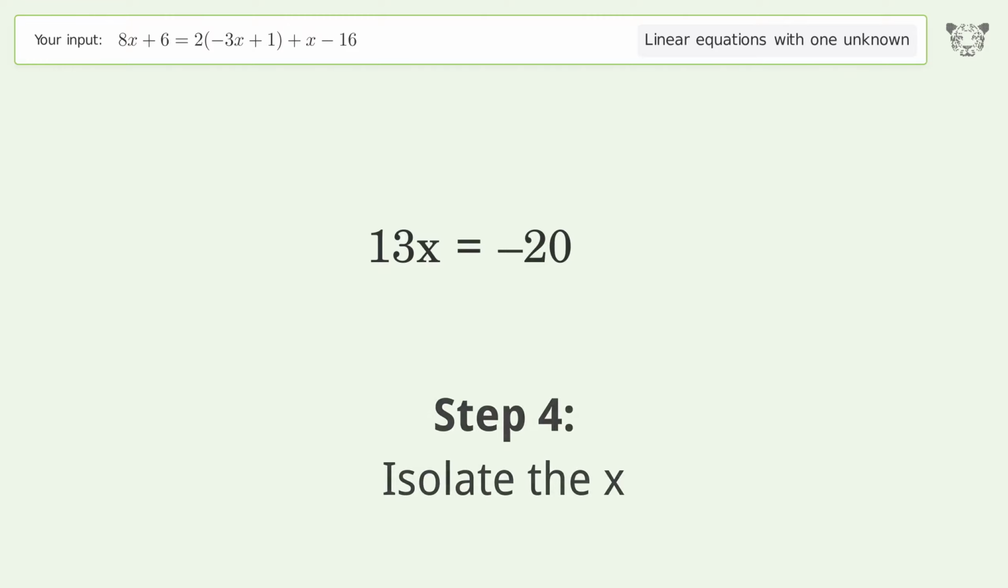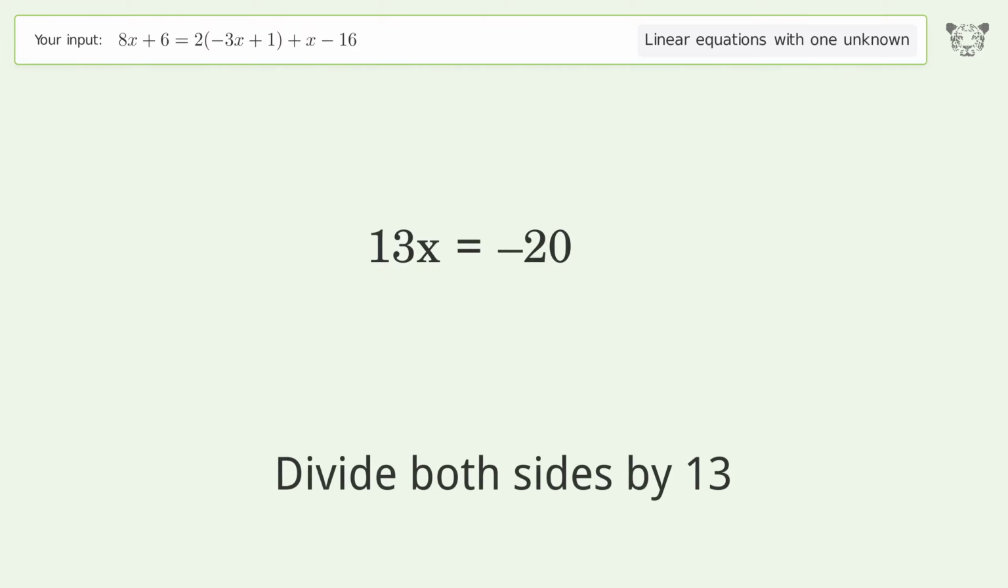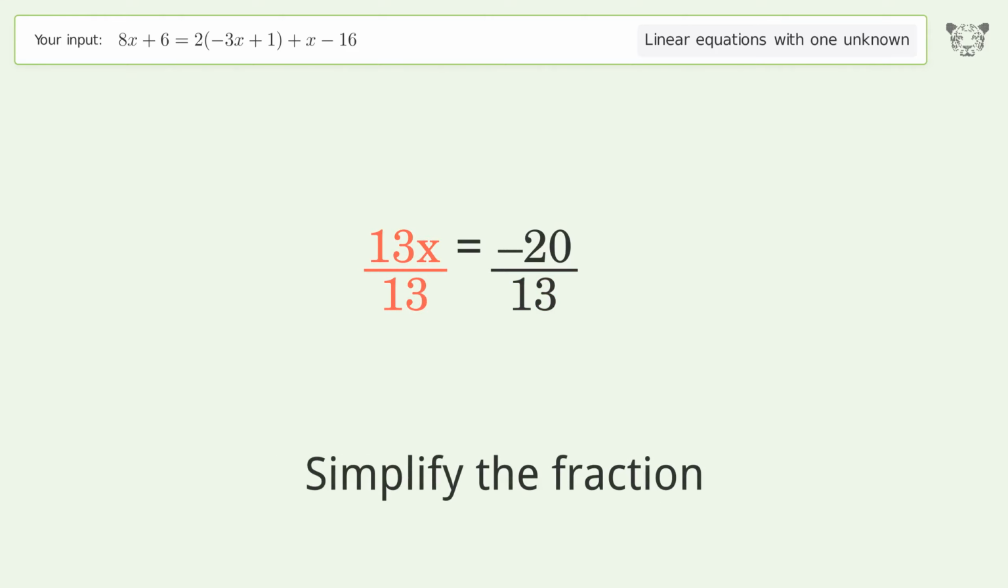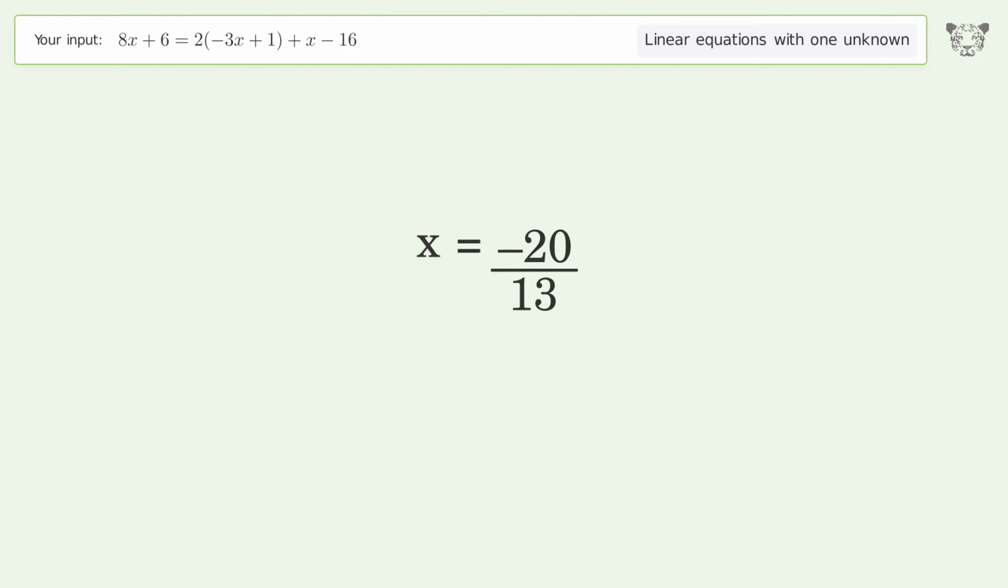Isolate the x. Divide both sides by 13. Simplify the fraction. And so the final result is x equals -20/13.